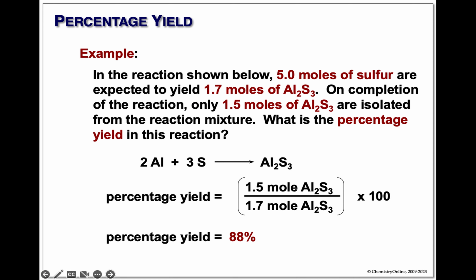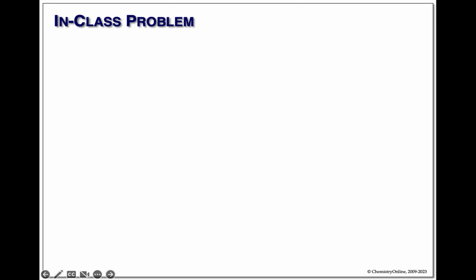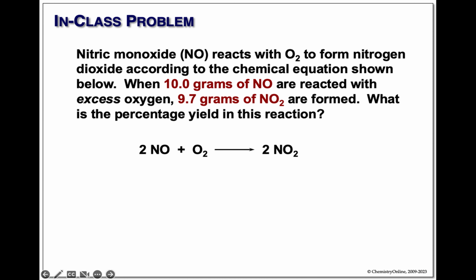Let's do one more. Nitrogen monoxide reacts with oxygen to form 2 moles of nitrogen dioxide. Here we have 10 grams of NO. Oxygen is in excess. We are making 9.7 grams of NO2. How do we do? What's the percent yield?